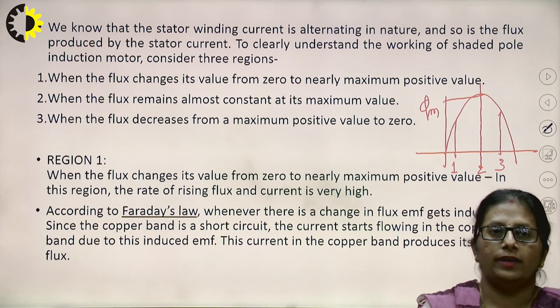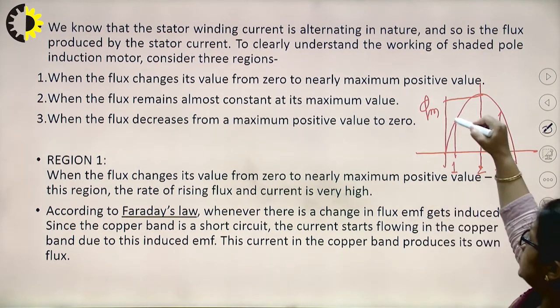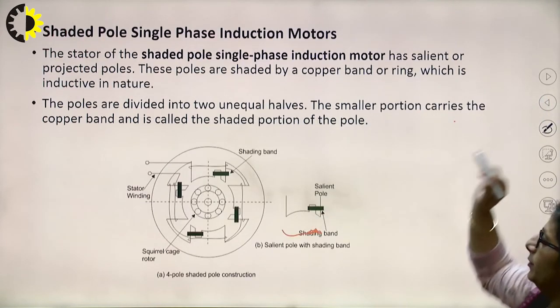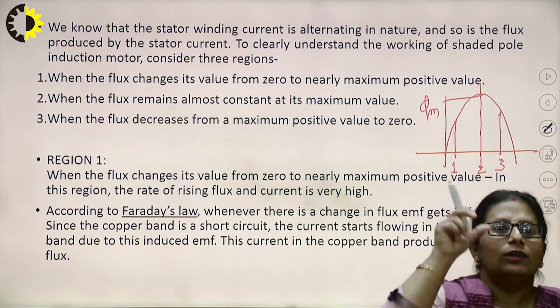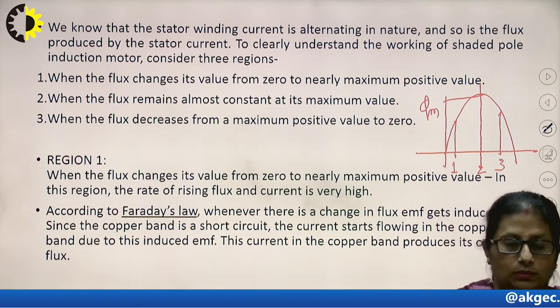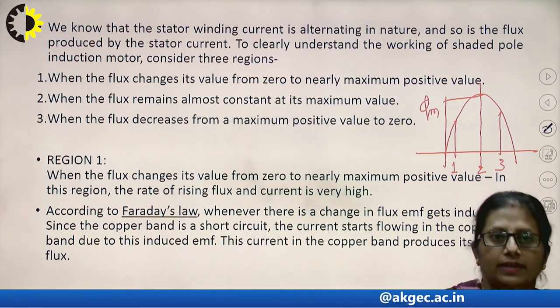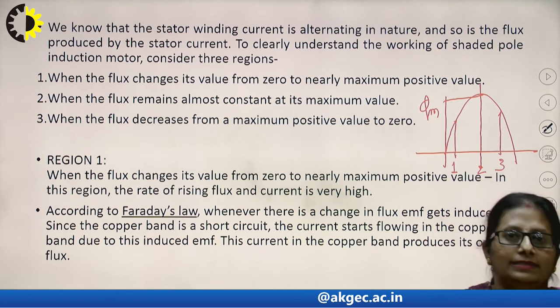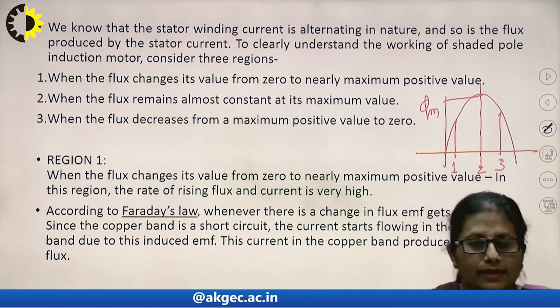So according to Faraday's law, what is going to happen? Whenever there is a change in the flux, an EMF is going to get induced. So with this positive rate of change of flux, I am going to have an EMF induced in the copper band, as it is short circuited. So the current also starts to flow in this, right? Now this current in the copper band produces its own flux, right?